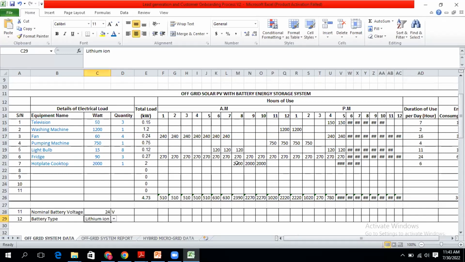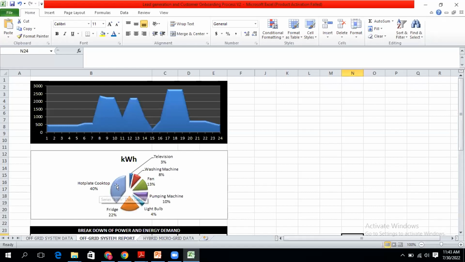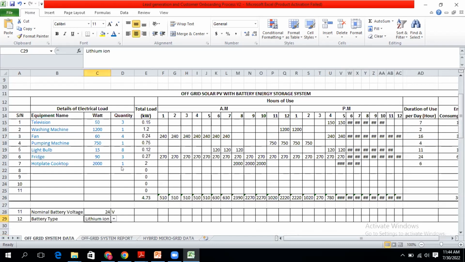So the person uses the hot plate only 3 hours in the day. You can now see that the hot plate consumes 40% of the energy. Only the hot plate, for 3 hours, uses 40% of your energy, okay? If, for example, we come here now and reduce the hot plate usage, let us delete this. Okay, you use the hot plate 6 hours, not 2 hours. You use it in the morning and in the evening. So let us reduce it to 4 hours: 2 hours in the morning, 2 hours in the evening.